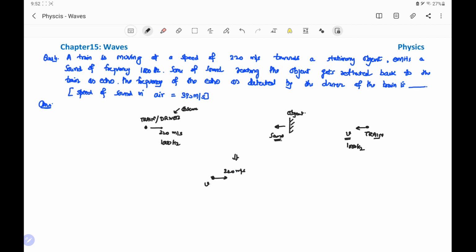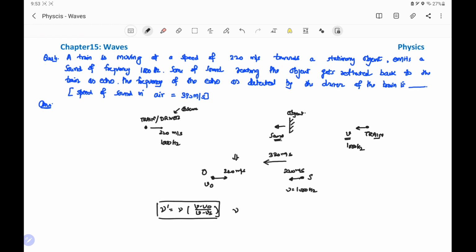This is the velocity of the observer, and the source is moving towards the left side with the speed of 220 meter per second, and sound moves from source to observer with the speed of 330 meter per second. Frequency of the sound is 1000 Hz. Now we have to find the frequency heard by the observer. From the Doppler effect formula, nu dash is nu into (V minus Vo) by (V minus Vs).